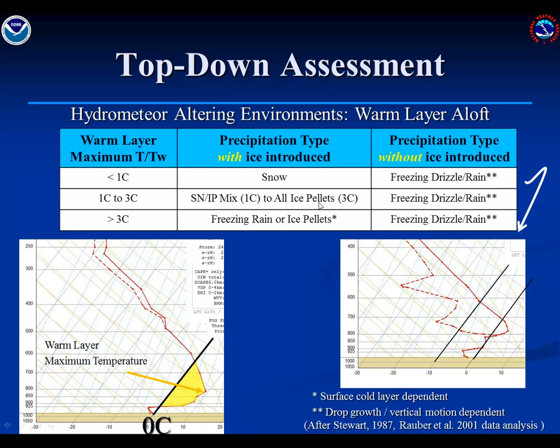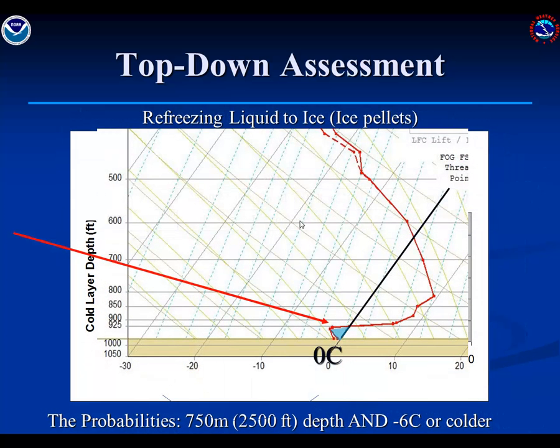So let's investigate these cases with the fully melted hydrometeor moving into a surface cold layer where the maximum wet bulb temperature aloft is warmer than 3 Celsius. These freezing rain or ice pellet cases are interesting to investigate. So let's look at the ice pellet cases and look at the surface cold layer. And what we're looking at now is that layer where the temperature drops below freezing right near the surface.